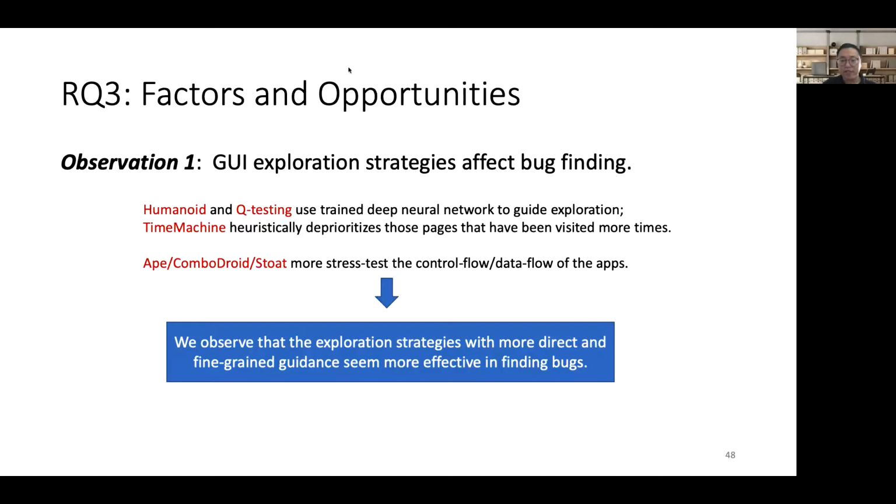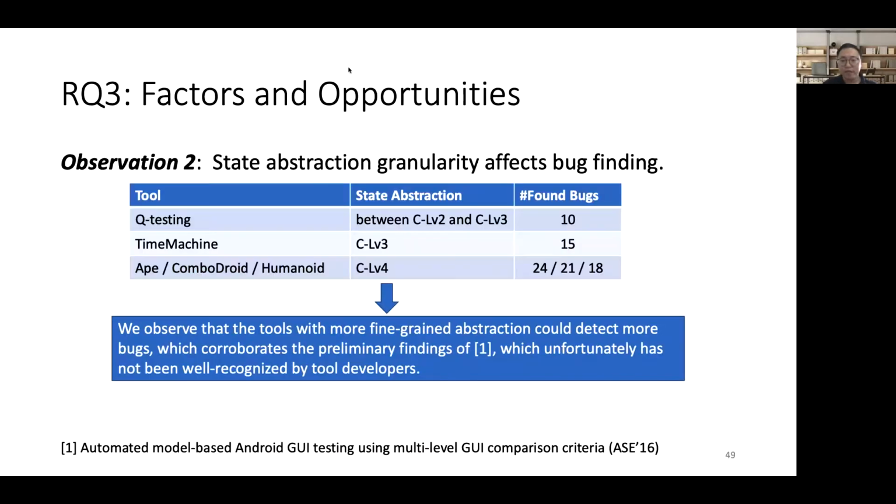One explanation is that Ape, ComboDroid, and Stoat more strongly stress test the control flow and data flow of apps, while the other tools simply steer exploration towards less traveled pages. Thus, we observe that the exploration strategy with more direct and fine-grained guidance seems more effective in finding bugs.